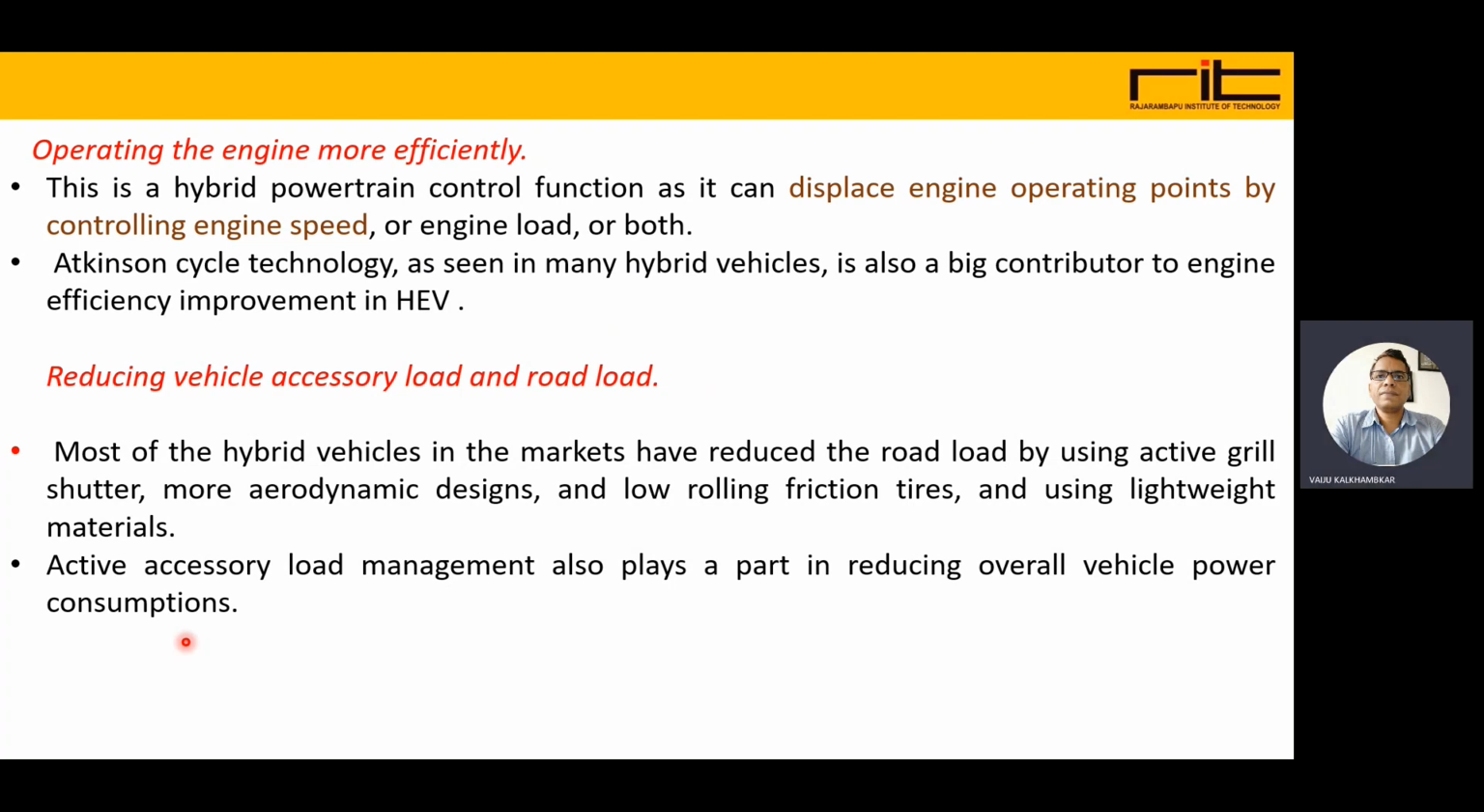Reducing vehicle accessory load and road load can also achieve fuel efficiency. Most of the hybrid vehicles in the market have reduced the load by using active grille shutters, more aerodynamic designs, low rolling friction tires, and lightweight materials. Active electrical load management also plays a part in reducing overall vehicle power consumption.